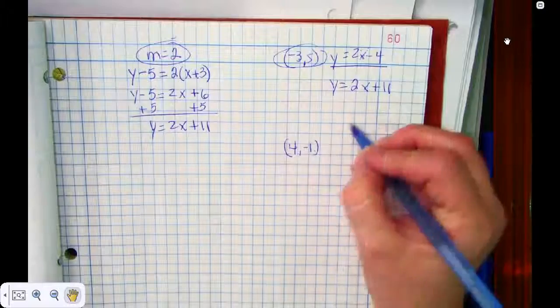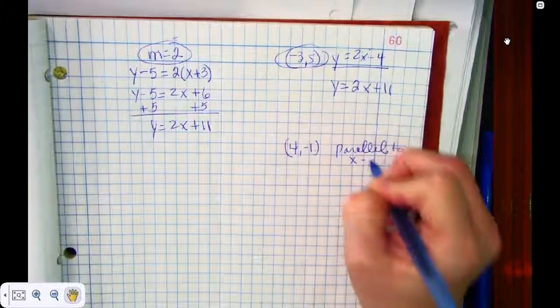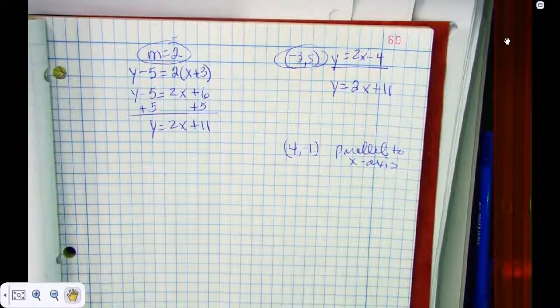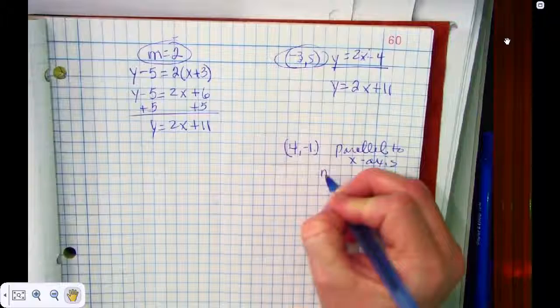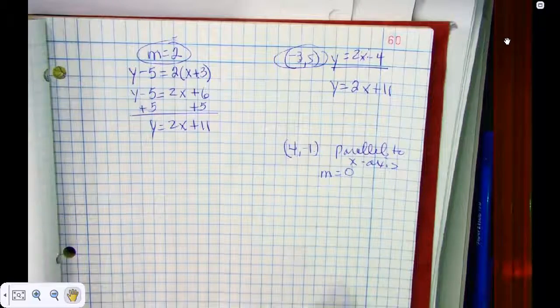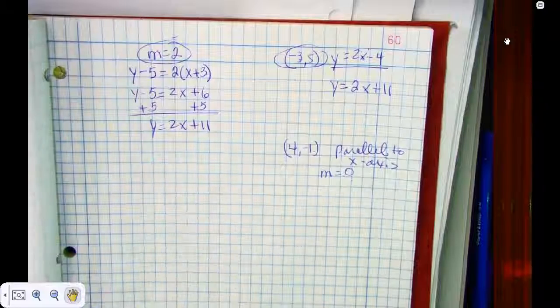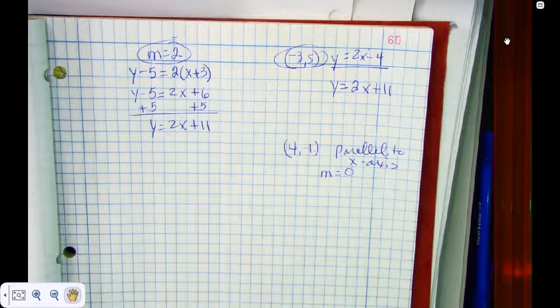Okay? It's parallel to the x-axis. So what's the slope going to be? Good. If it's parallel to the x-axis, it's going to be horizontal. The slope is 0. So, go. Write it in point slope form and stop.